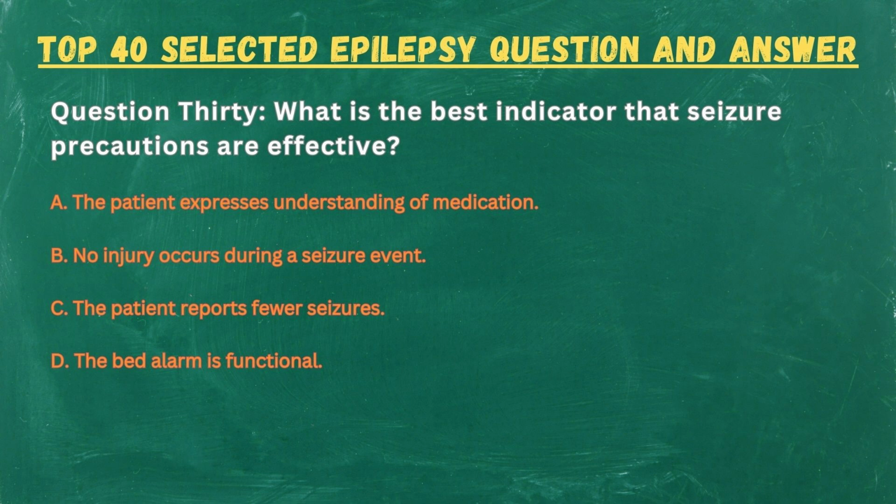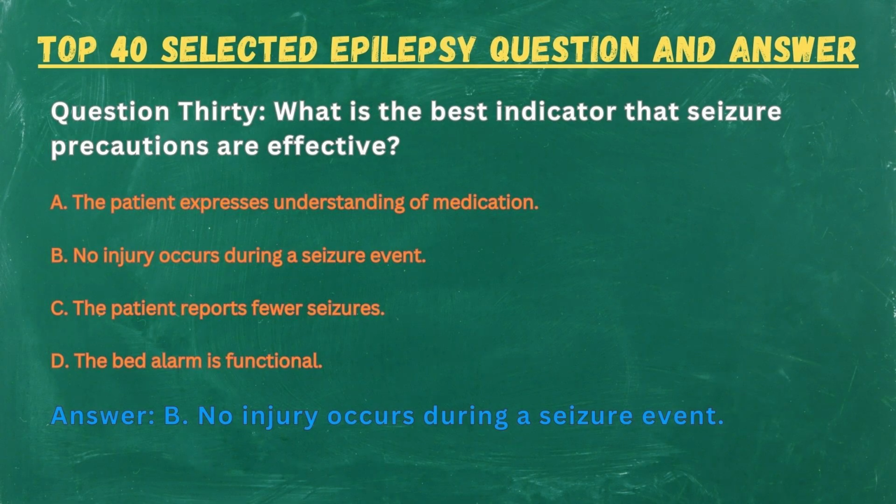Question 30. What is the best indicator that seizure precautions are effective? A. The patient expresses understanding of medication. B. No injury occurs during a seizure event. C. The patient reports fewer seizures. D. The bed alarm is functional. Answer: B. No injury occurs during a seizure event.